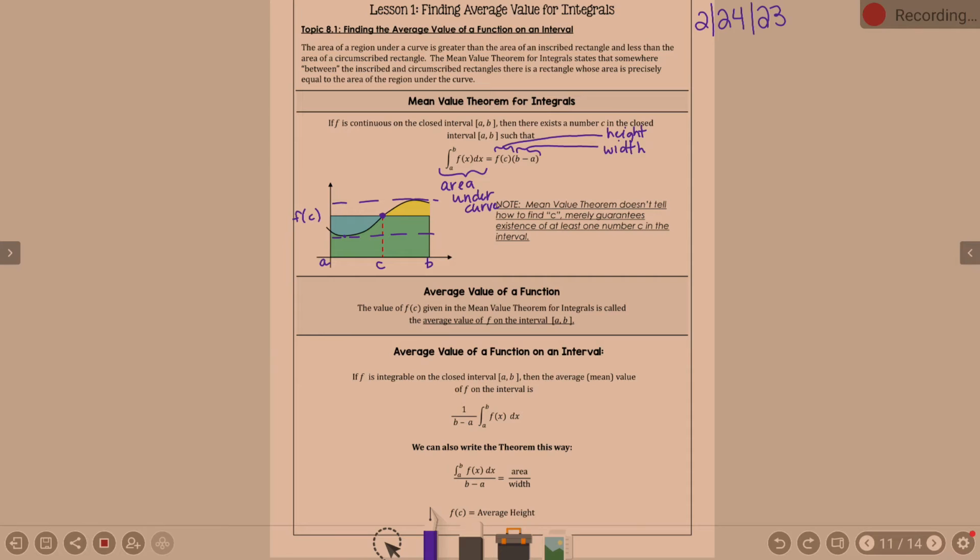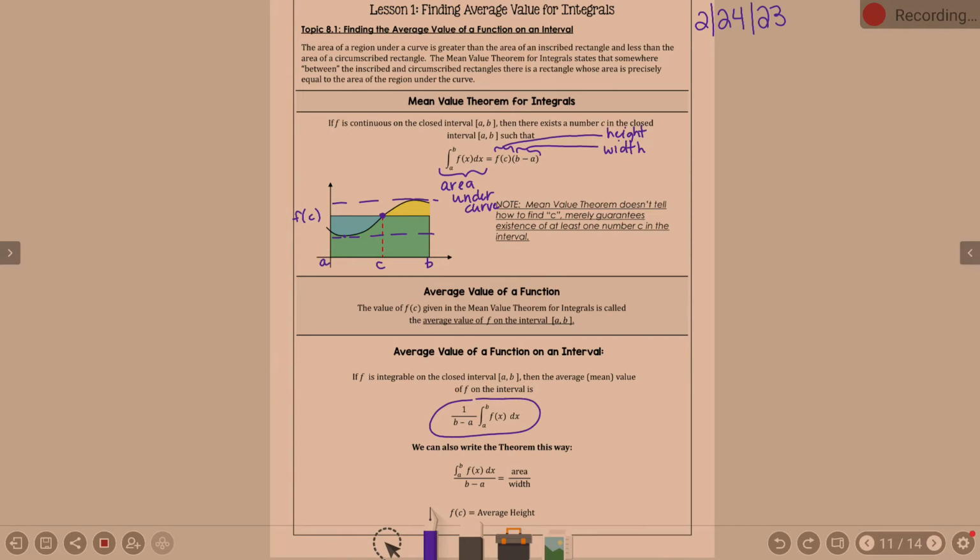The value of f of c, given in the mean value theorem for integrals, is called the average value of f on the interval. When you see a word problem in calculus and they throw the word average in there, you want to watch for that word and think, oh, average value. If f is integrable on the closed interval a to b, then the mean value of f on the interval is this right here.